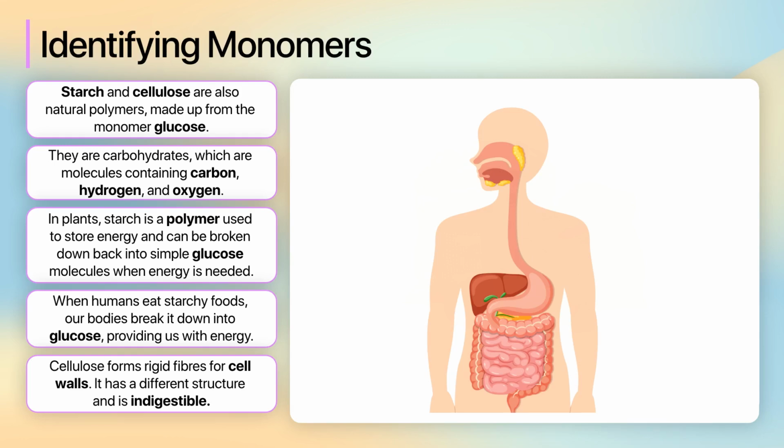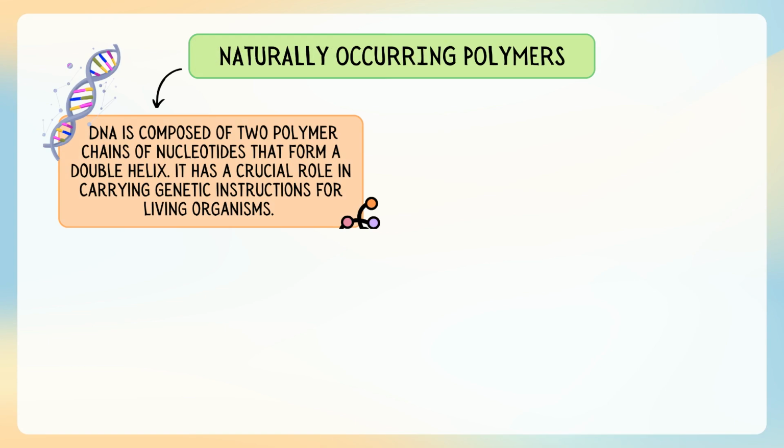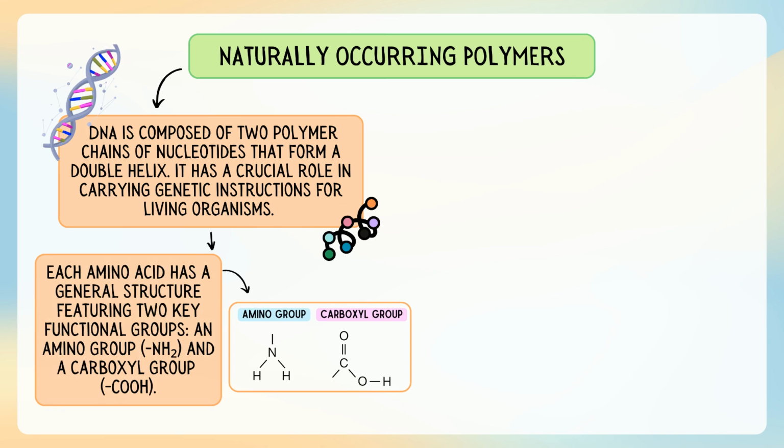By studying these naturally occurring polymers and their monomers, we can appreciate the complexity and diversity of biological molecules. Small changes at the molecular level can result in a wide variety of structures and functions, demonstrating the remarkable versatility of these building blocks. In today's lesson, we delved into the structure of DNA and other naturally occurring polymers, advancing our understanding of organic chemistry. We learned that DNA is composed of two polymer chains of nucleotides that form a double helix, and appreciated its crucial role in carrying genetic instructions for living organisms.